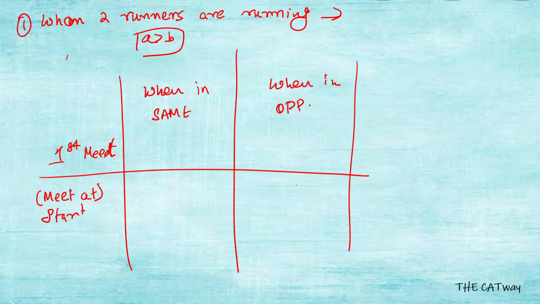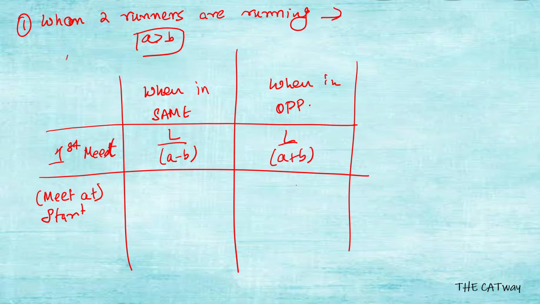I'll directly write the formulas here. When the two people are running in the same direction, the time taken for the first meet is going to be the length of the track divided by the difference of the speeds, that is the relative speed. Whereas in case of opposite direction, it will be the length of the track divided by A plus B, that is the sum of the speeds.